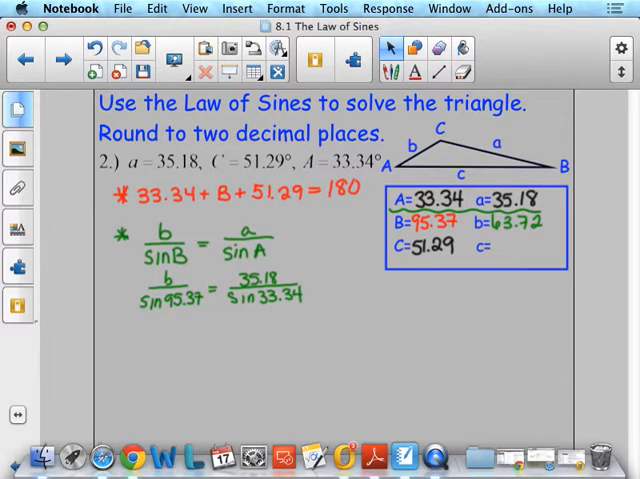Okay, and for the last one, for side c, I want c. Now I have both for A and for B, so it doesn't matter which one you use.